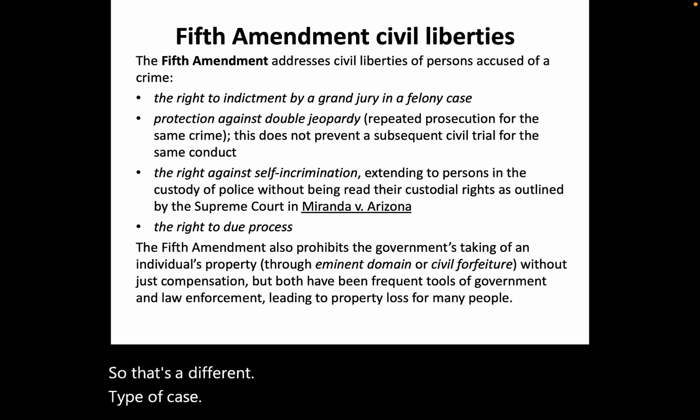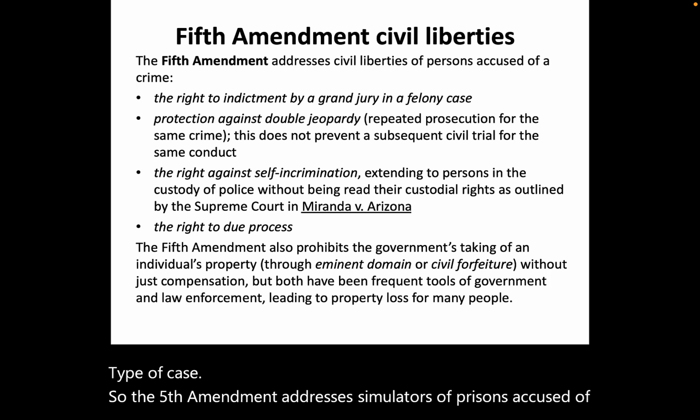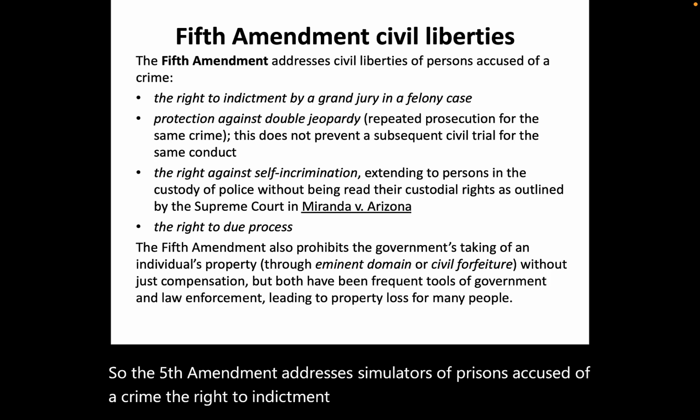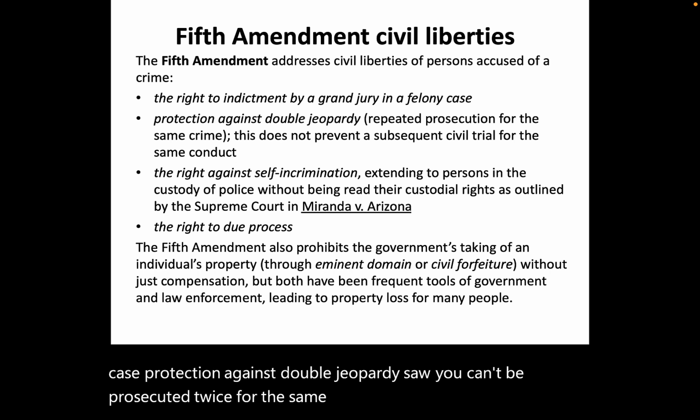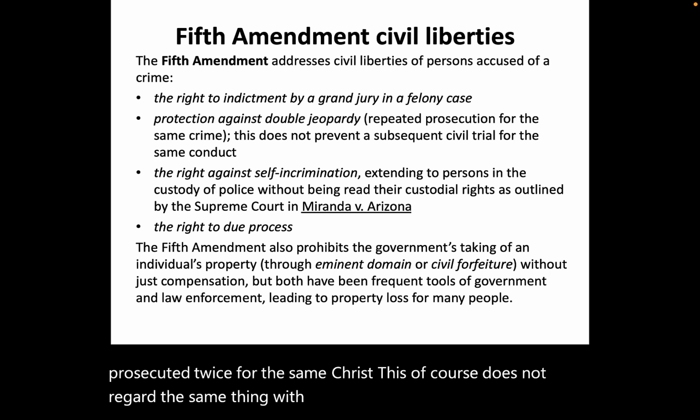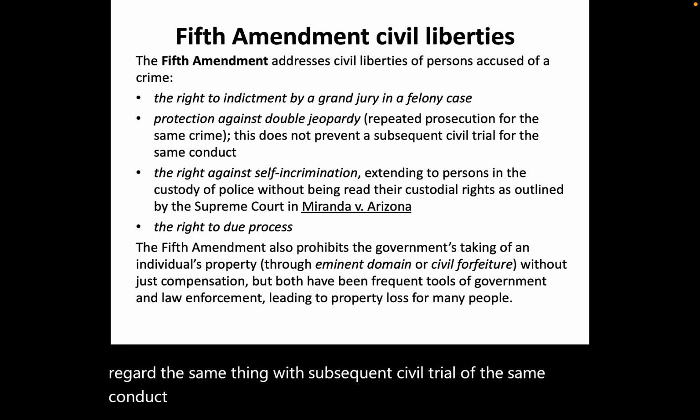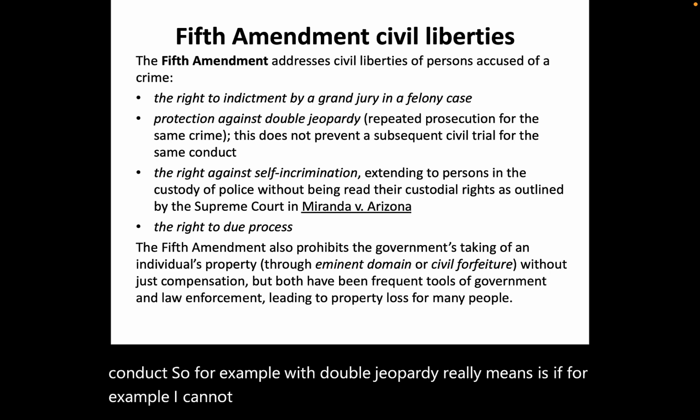The Fifth Amendment addresses the rights of persons accused of a crime: the right to indictment by a grand jury in a felony case, and protection against double jeopardy, so you can't be prosecuted twice for the same crime. This, of course, does not cover a subsequent civil trial over the same conduct. So what double jeopardy really means is, for example, I cannot be tried twice in criminal court for the same crime.